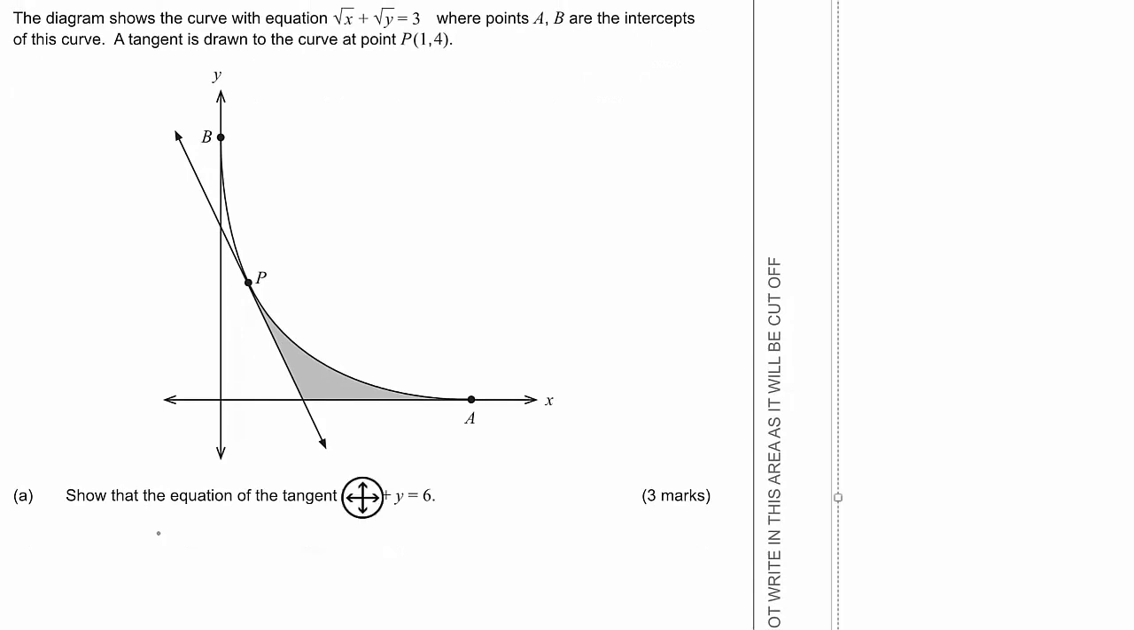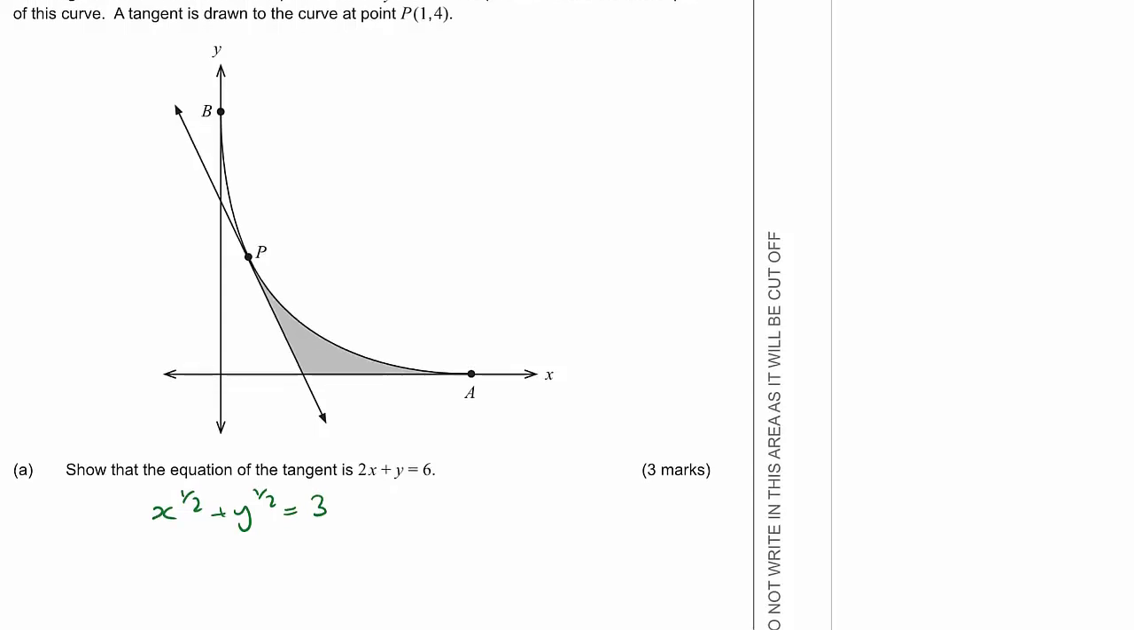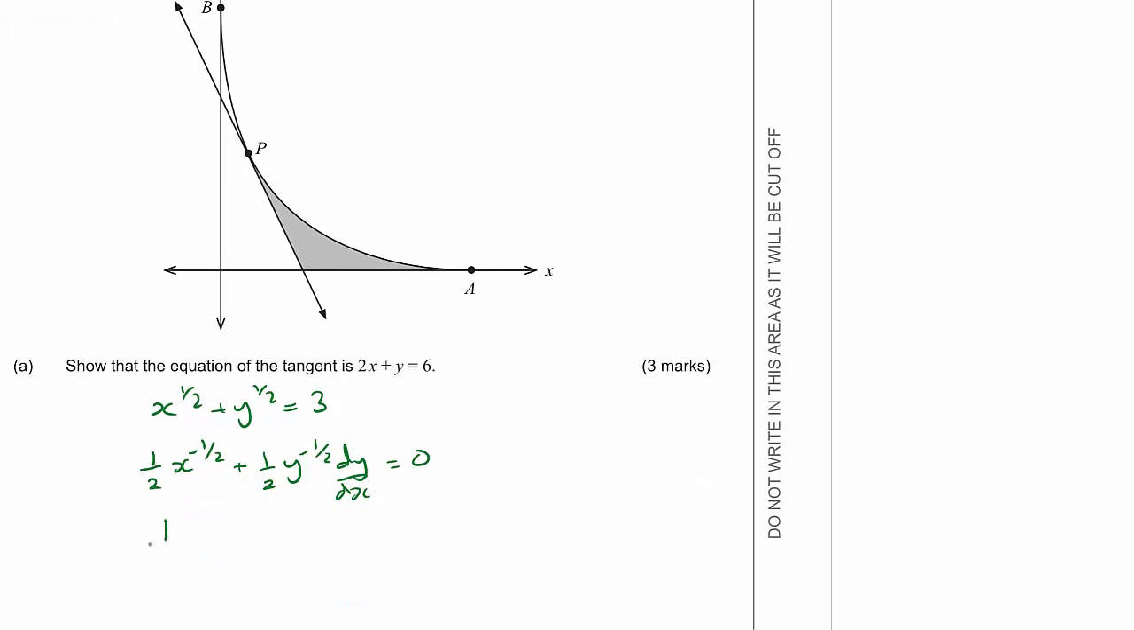Okay, so what we have is x to the half plus y to the half equals 3. And so if we differentiate that implicitly with respect to x, we get a half x to the negative a half plus a half y to the negative a half dy/dx is equal to 0. Just tidying that, that's 1 over 2 root x plus 1 over 2 root y dy/dx is equal to 0.